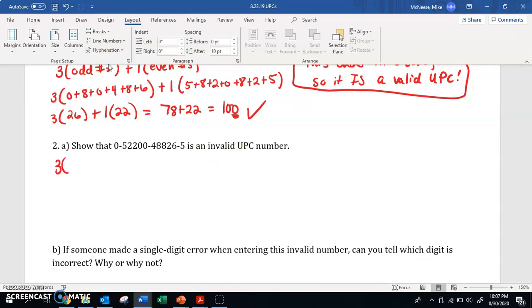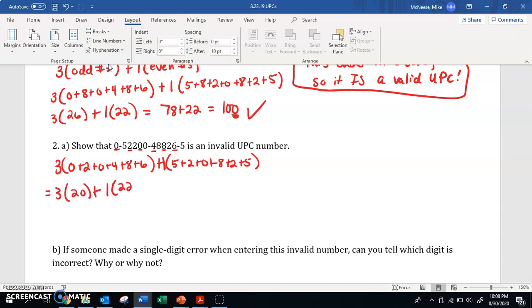I'm going to have 3 times all my odds. So I got 0, 2, 0, 4, 8, and 6. So I'm going to have 0 plus 2 plus 0 plus 4 plus 8 plus 6. And then I got 1 times the rest. So I got 5 plus 2 plus 0 plus 8 plus 2 plus 5. So if I multiply this out, I should get 3 times 20 plus 1 times 22, which equals 60 plus 22, which equals 82.